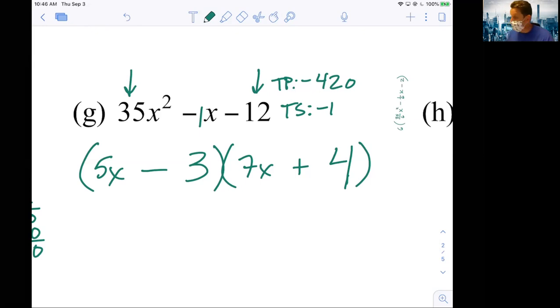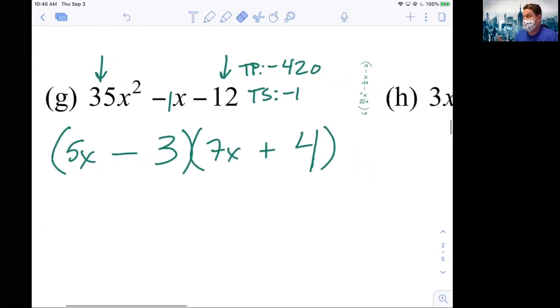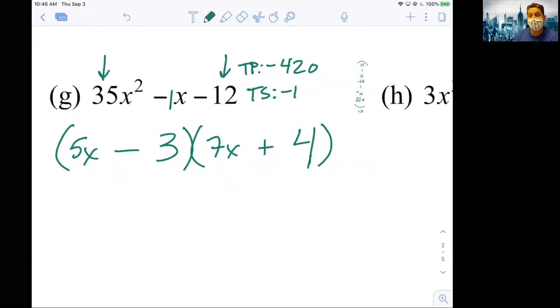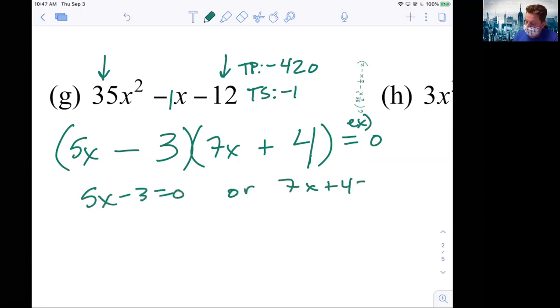Now, just for kicks and giggles, kind of a preview of coming attractions, the reason that we're so interested in factoring is because we're trying to eventually solve equations. And if I can factor that polynomial, I can now set it equal to 0. Let's just say I set it equal to 0. It's not right now, but this will be like an extra example. Now I can say, oh, 5x minus 3 equals 0, or 7x plus 4 equals 0.